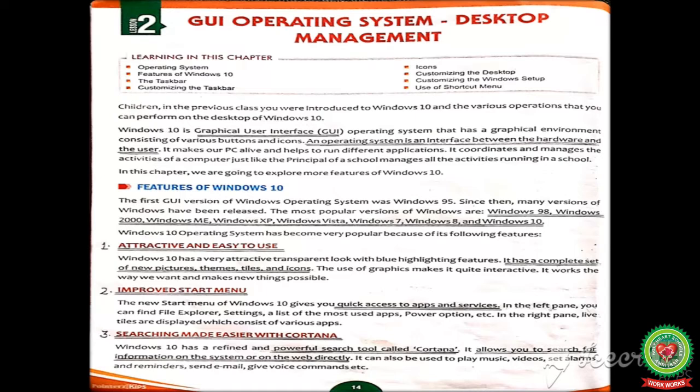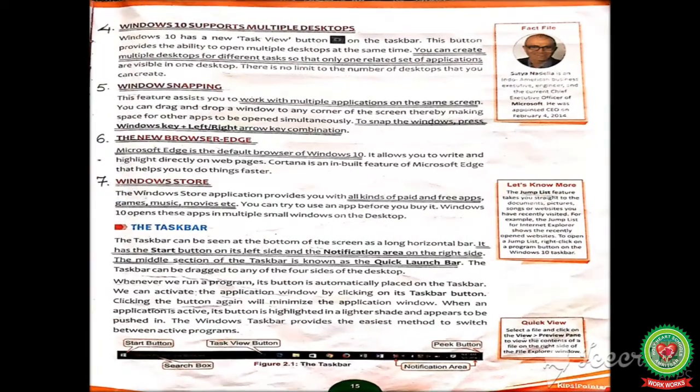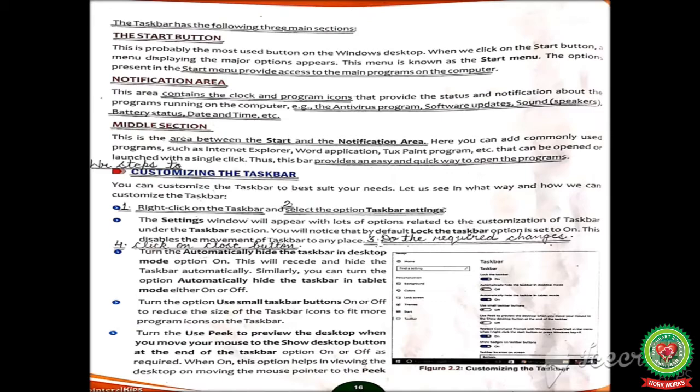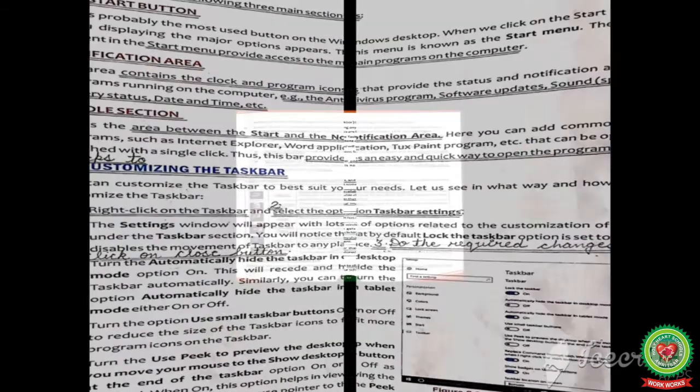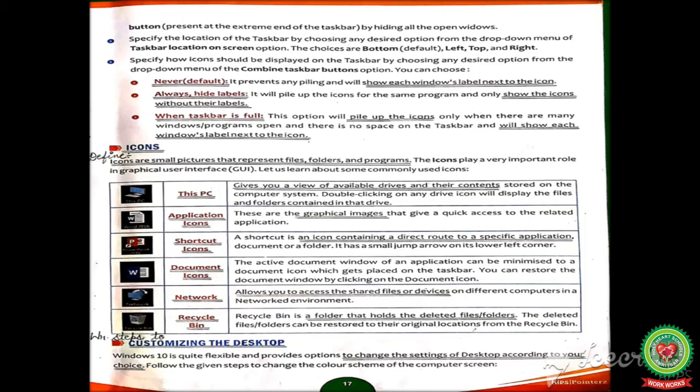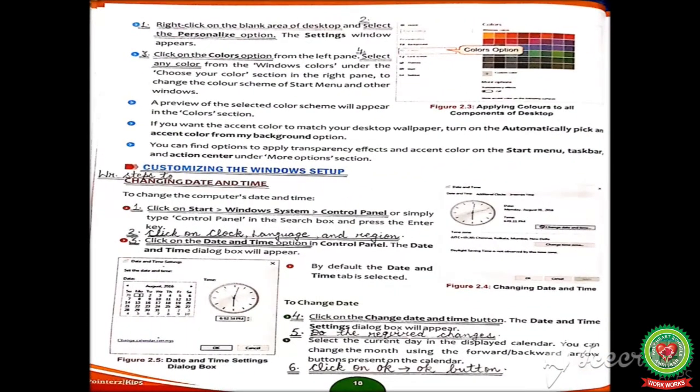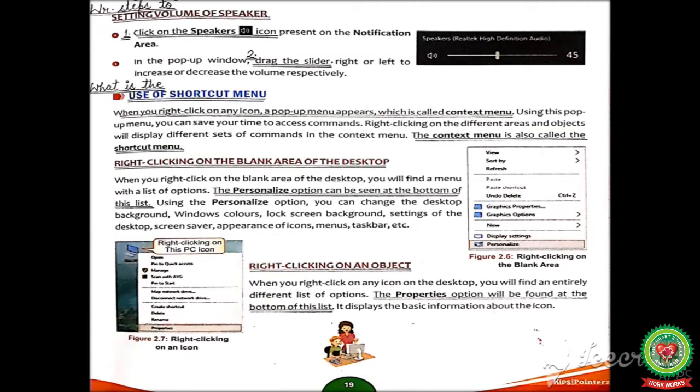Previously, we have learnt about graphical user interface and operating system, features of Windows 10, taskbar, jump list feature, steps to customizing the taskbar, icons, changing color of the computer screen, and changing date and time. And today, we will do the topics setting volume of speaker and use of shortcut menu on page number 19.